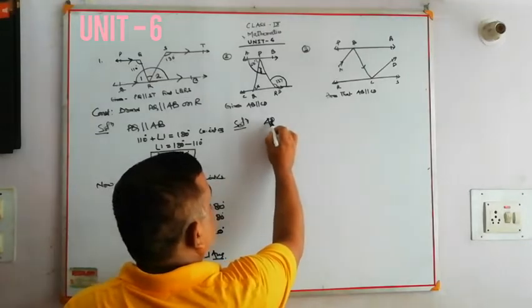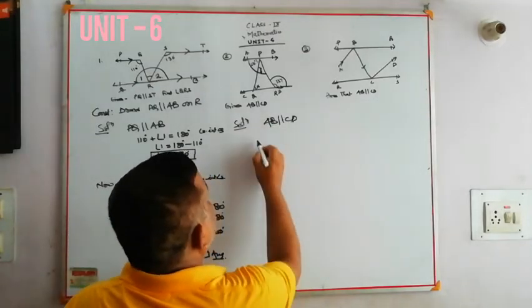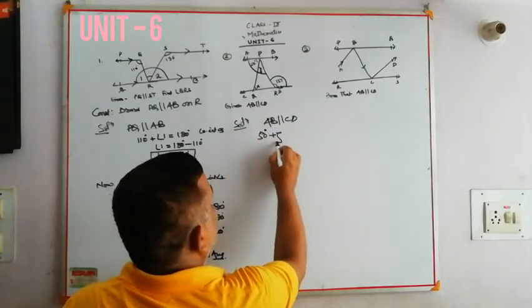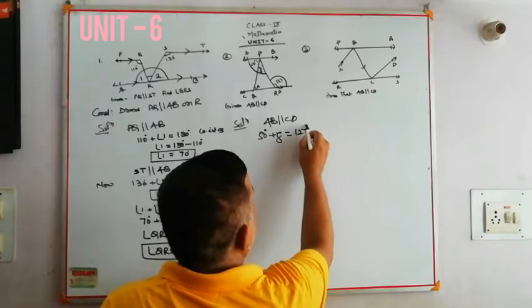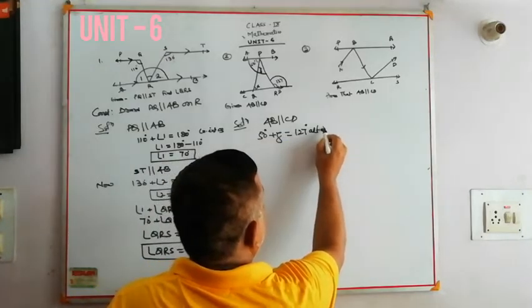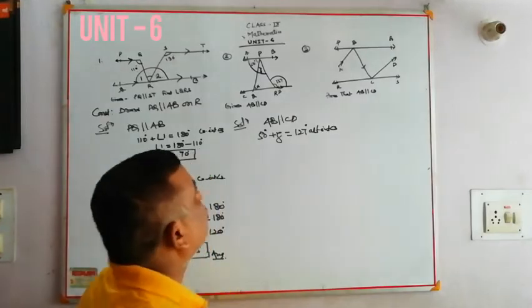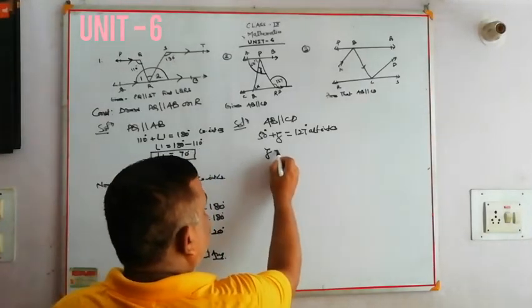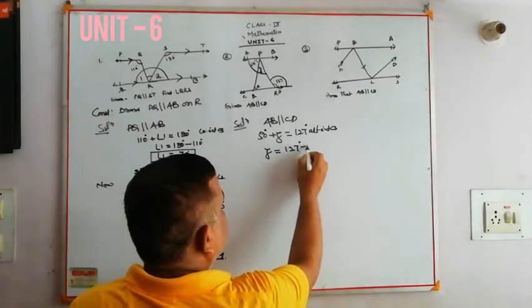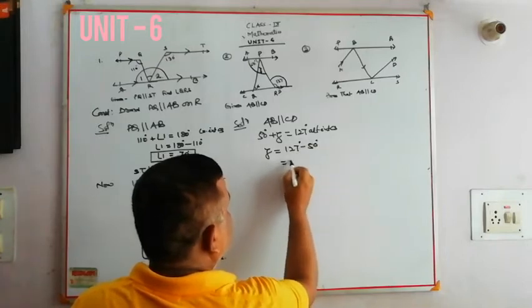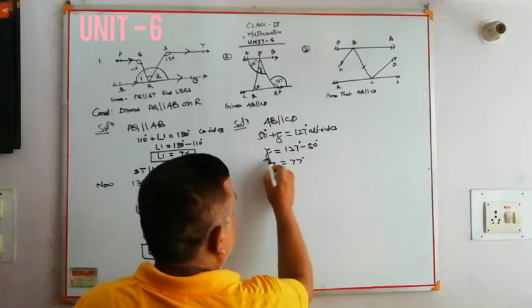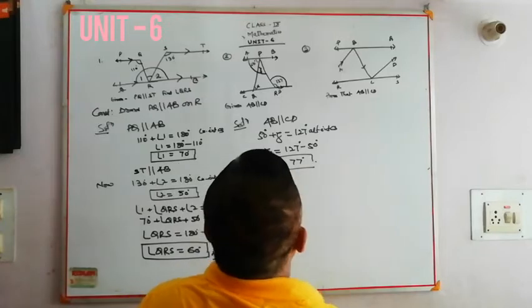AB is parallel to CD, so 50 degrees plus y is equal to 127 degrees. Alternate interior angles. Angle y is equal to what? 127 degrees minus 50 degrees, 77 degrees. y is equal to 77 degrees.